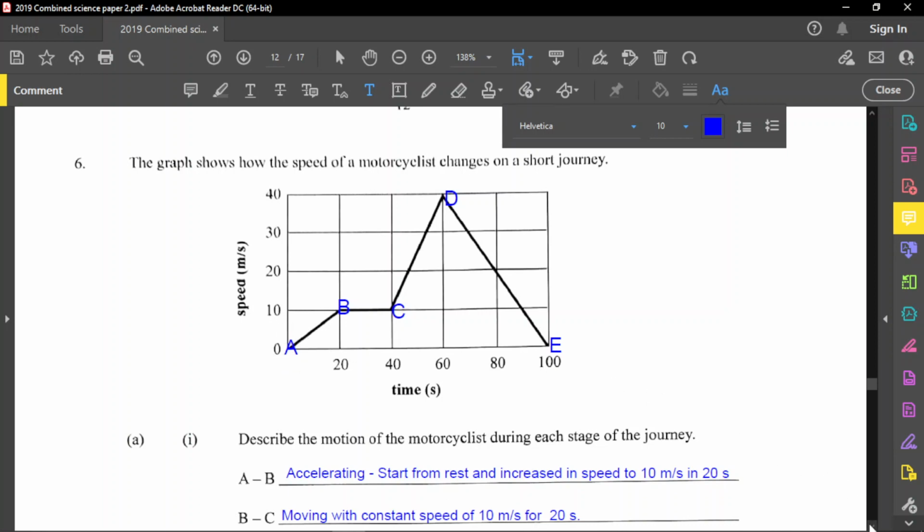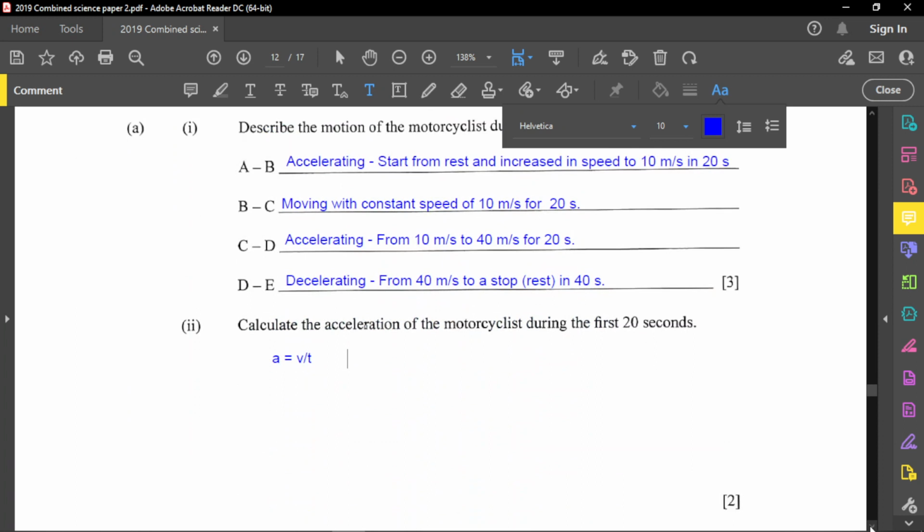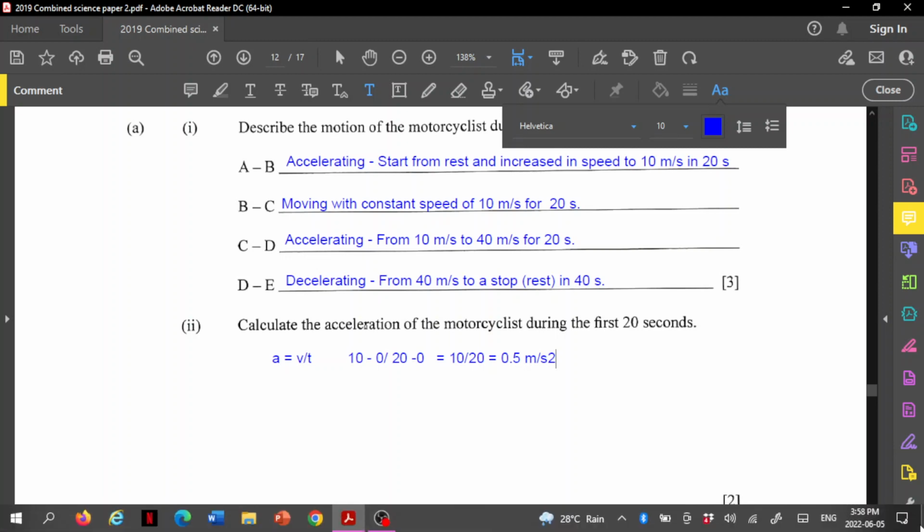So let me quickly show you how to work this out. It'll be 10 minus 0, divided by the time, which was 20 minus 0. So a change of speed over a change of time. So that is 10 over 20, and 10 divided by 20 gives you 0.5. So that's going to be 0.5 meters per second squared. So that will be the acceleration there.